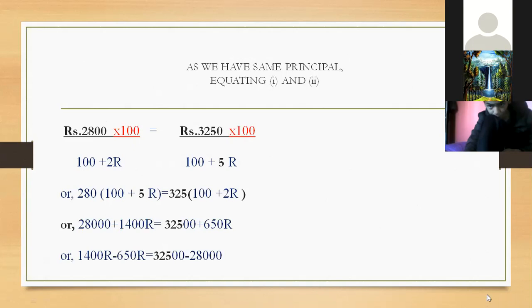Can you tell what is the value of R? Sir, the value of R will be 6%.